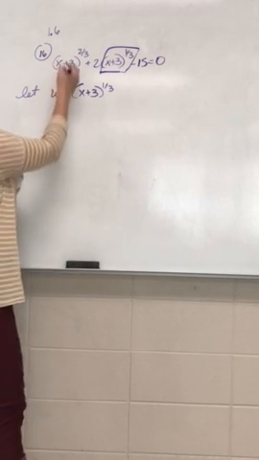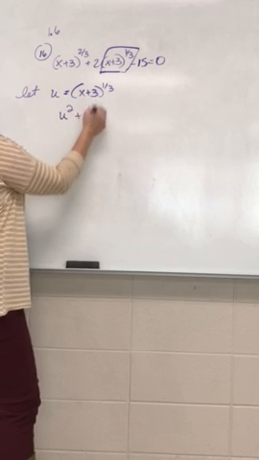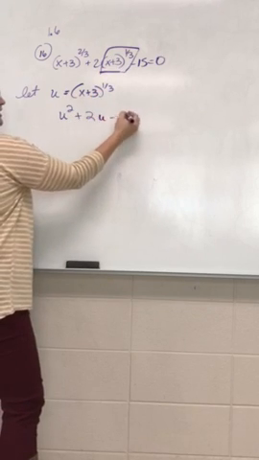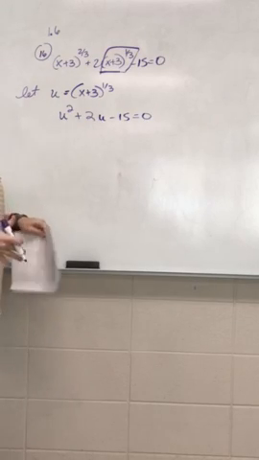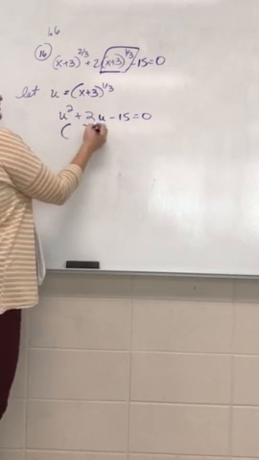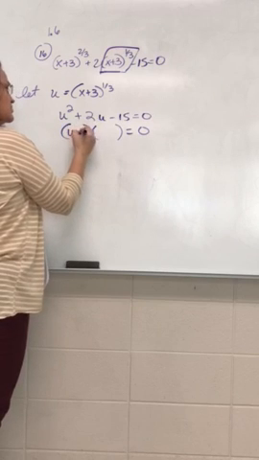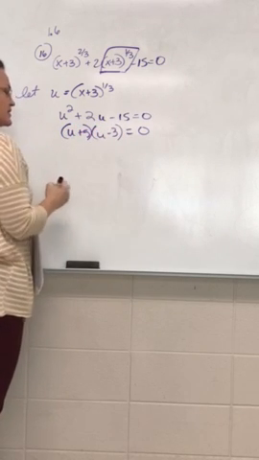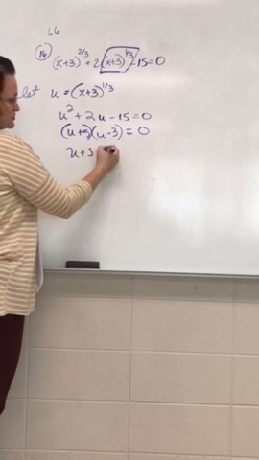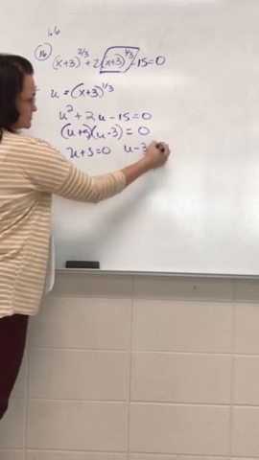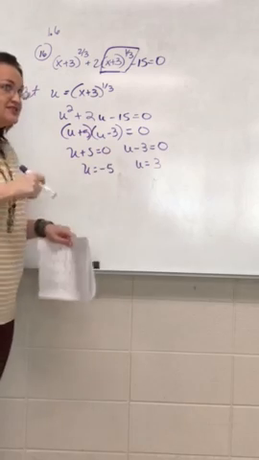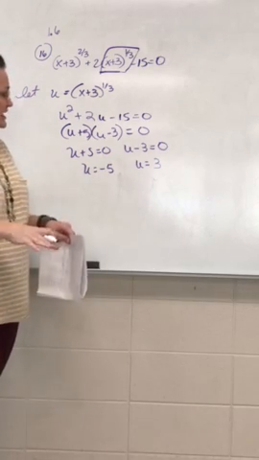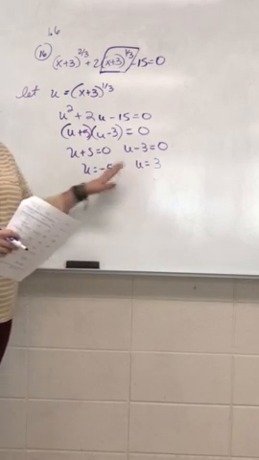So now we can rewrite the problem as u squared plus 2u minus 15 equals 0. And then we have a simpler quadratic equation that we can solve by factoring. u plus 5, u minus 3. Set each solution equal to 0. This gives me 2 u solutions, which may be choices on the multiple choice test, but we're not done. Those are the substituted solutions.